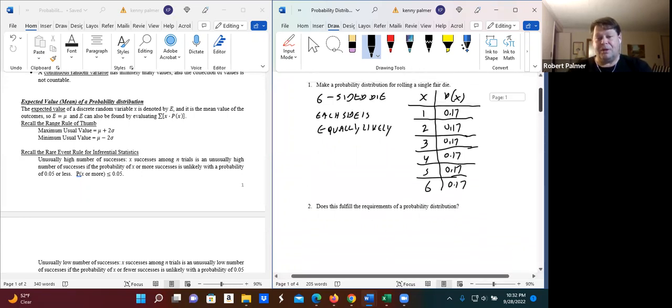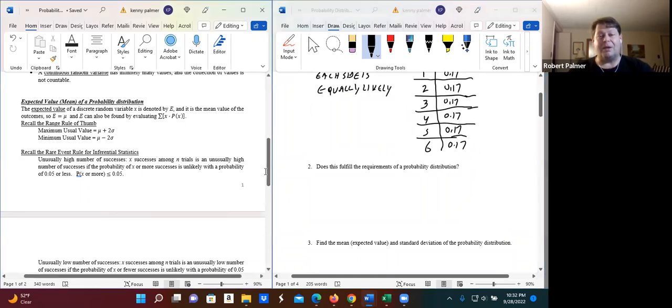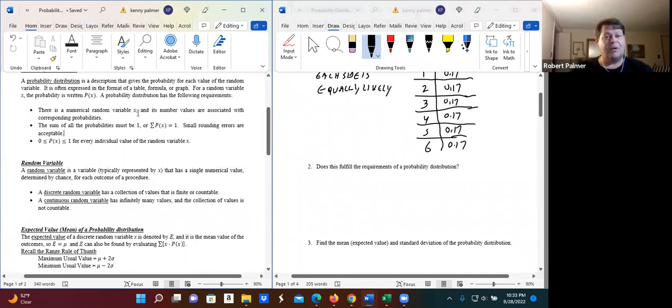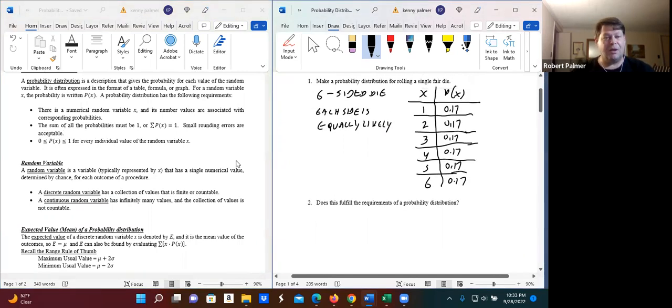The next question is, does this fulfill the requirements of a probability distribution? Let's go back and take a look at what those requirements were. First, a numerical random variable x has values associated with corresponding probabilities. We see that's true. The other requirement is that the sum of the probabilities must be equal to 1. So if we calculate the sum of the probabilities, sum of P(x), we add all these up. Since they're all equally likely and there are 6 values, that's 6 times 0.17. If you do that, you'll see that it doesn't come out to be exactly 1.